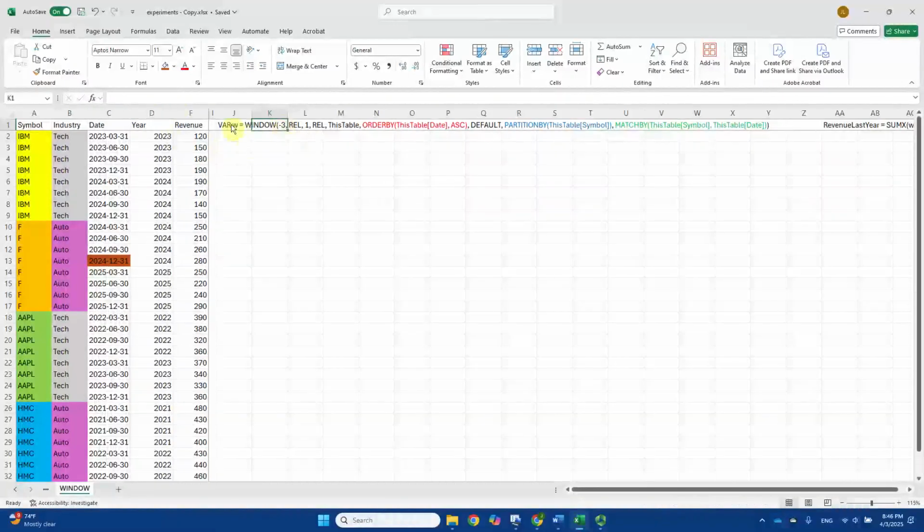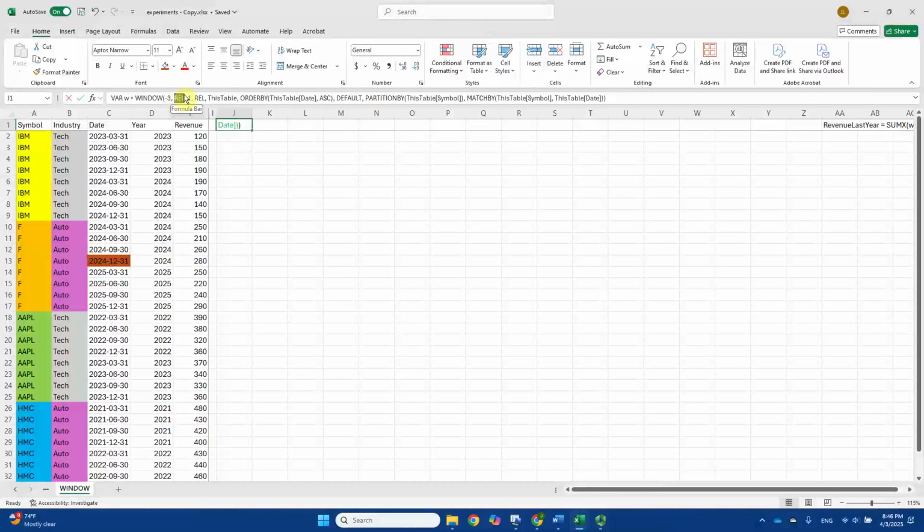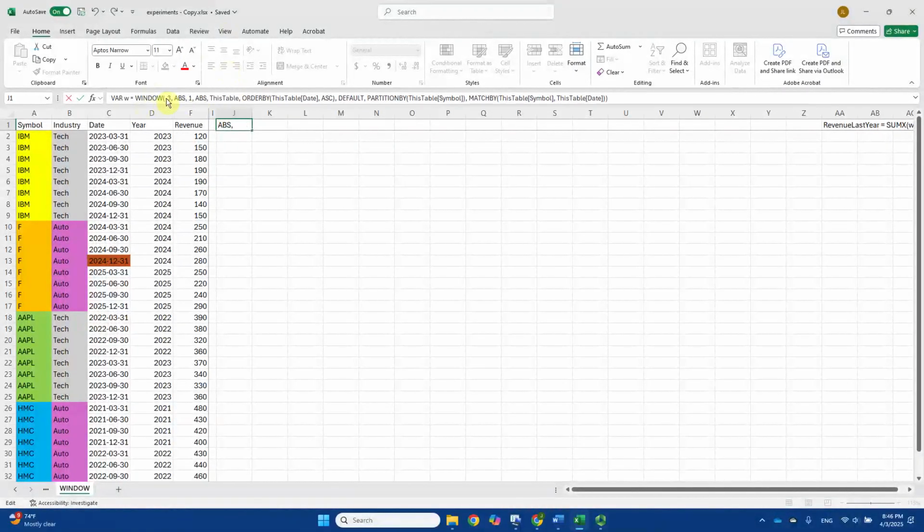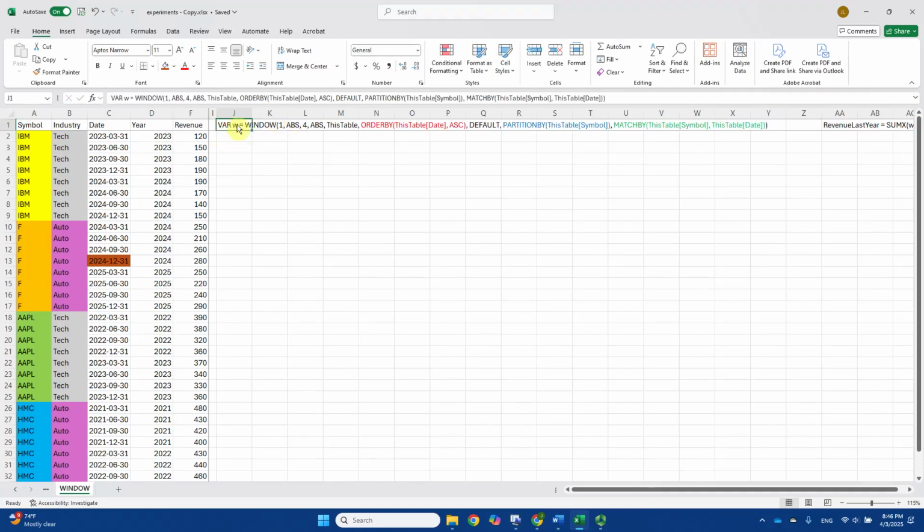Okay, let's make this, instead of relative, let's use absolute. Okay, ABS. So if we use ABS, it's going to be the absolute position. So if we go from 1 to 4, this is regarding absolute position instead of a relative position.